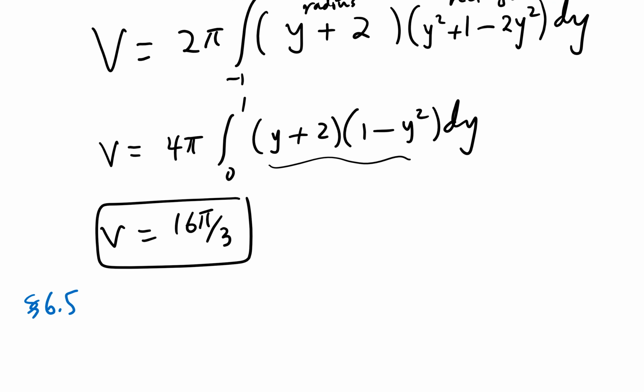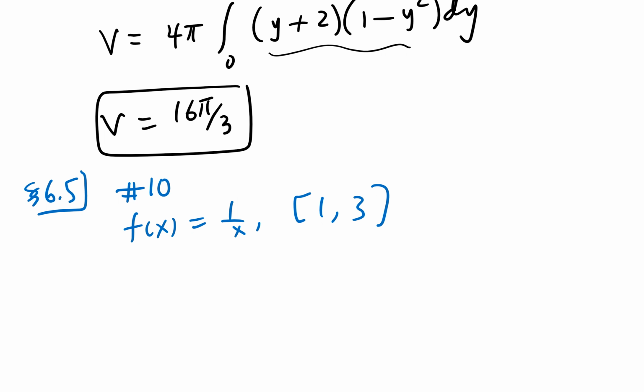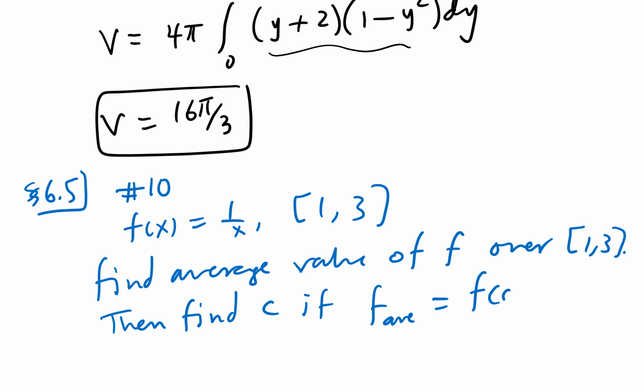Section 6.5, number 10. They said, let f of x equal 1 over x from 1 to 3. This is a very simple function. Find the average value of f over the interval 1 to 3. Then find c if f average equals f of c.